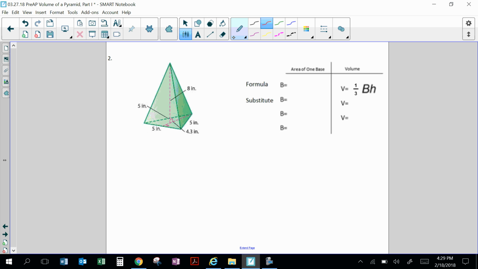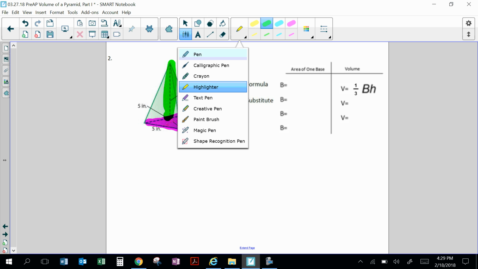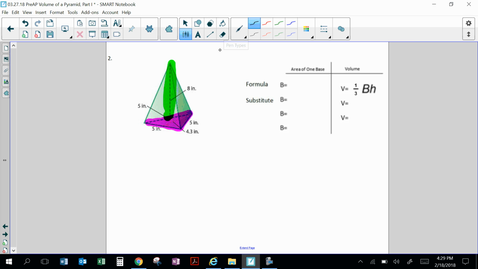So highlight the base in pink and the height in green. So let's look at the base. What shape do you see right there? I see a triangle. How do you find the area of a triangle? It's 1/2 base times height. So let's substitute. What is the base? The base is right here, 5, and the height is 4.3.